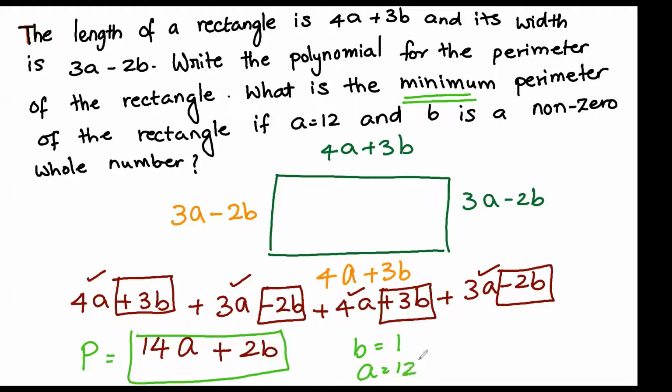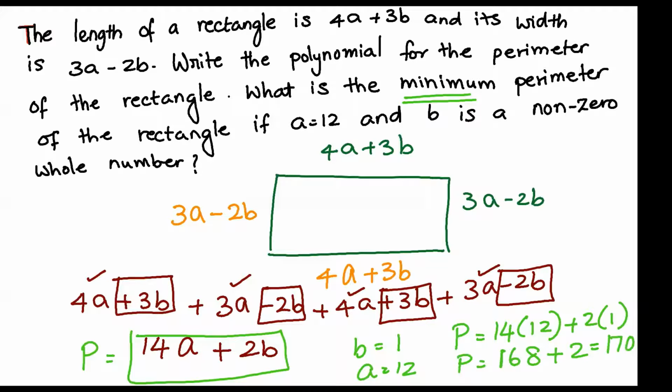They're telling you that a is 12. And if I'm looking for smallest perimeter, then b should be equal to 1. So I'm going to go ahead and plug in a is equal to 12 and b is equal to 1. So the perimeter is going to be equal to, I'm sorry, 14 times 12 plus 2 times 1. 168 plus 2, and that is equal to 170. So the perimeter is 170. Is that clear?